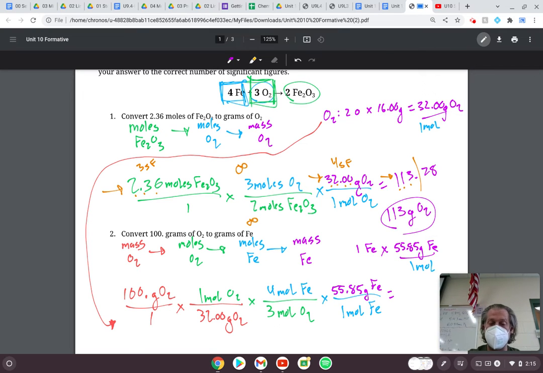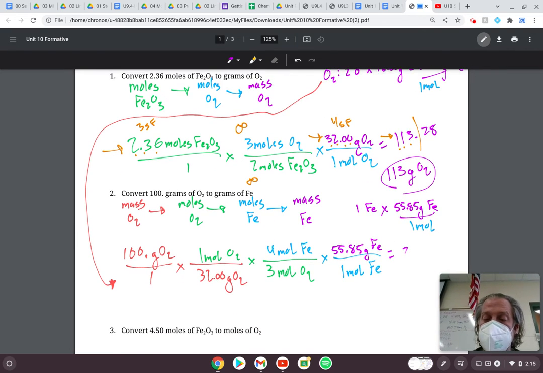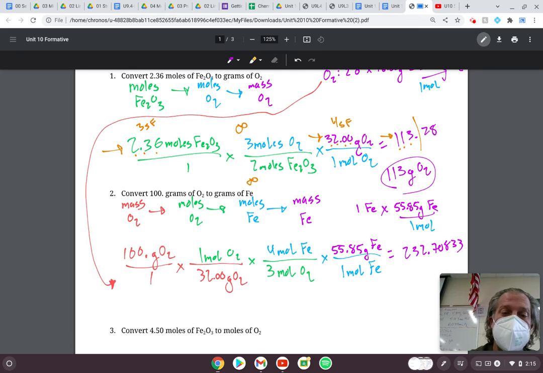Multiply across and then divide. So 100 times 4 times 55.85. That answer divided by 32 divided by 3 gives me an answer of 232.70833 something. We're going to check sig figs real quick.